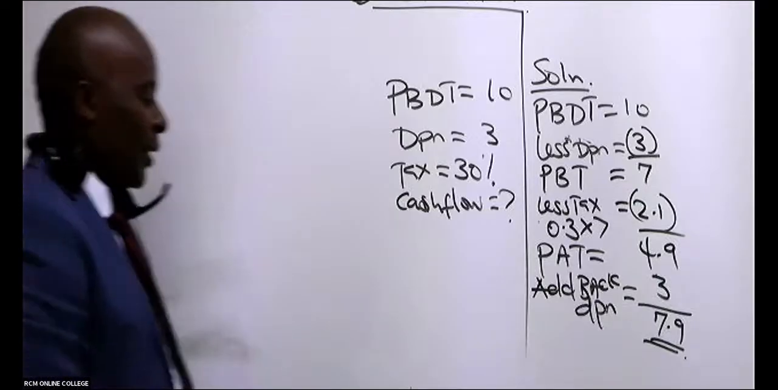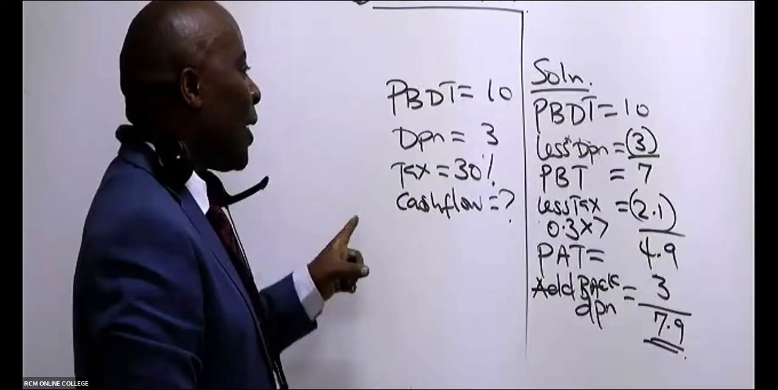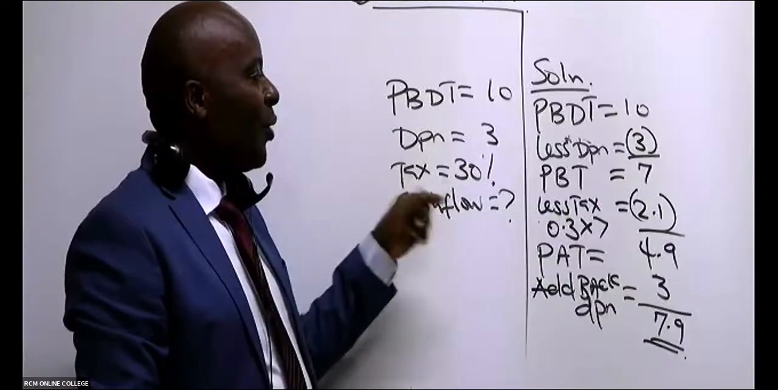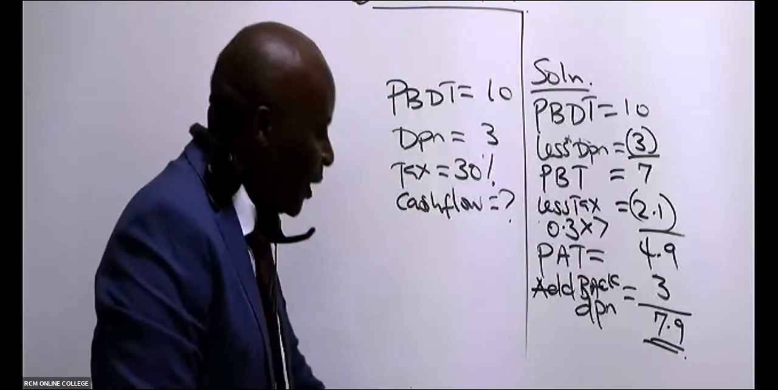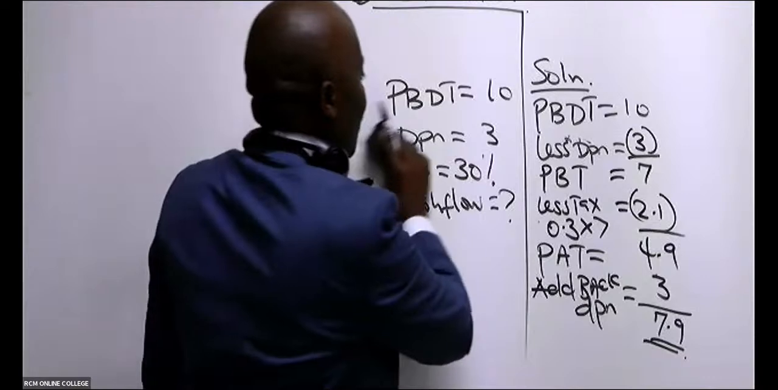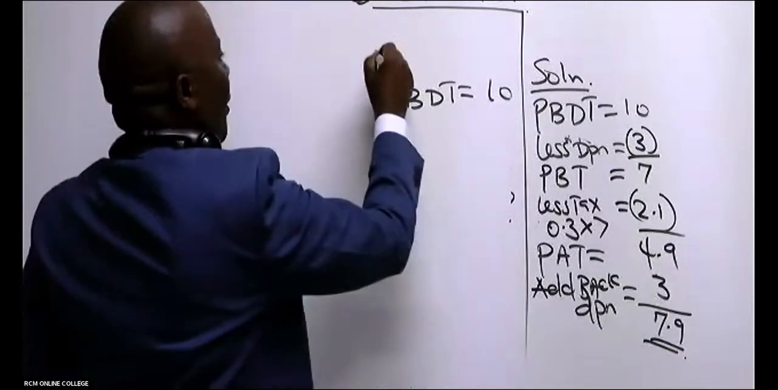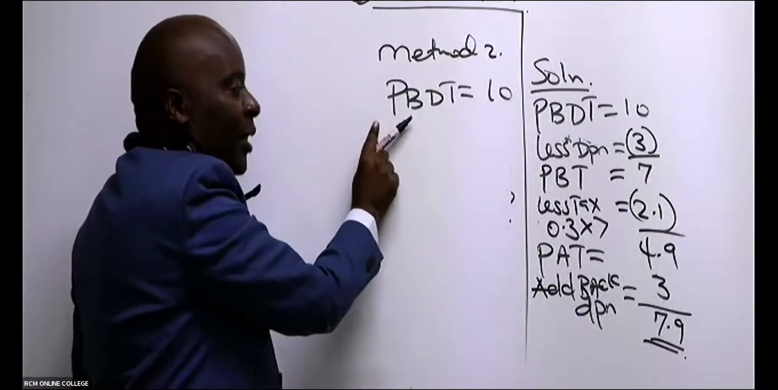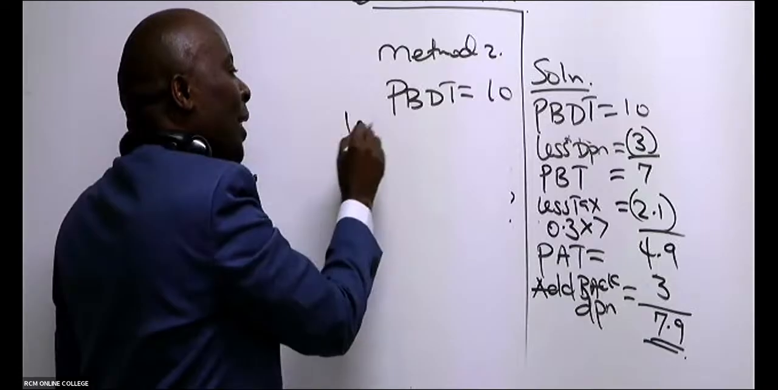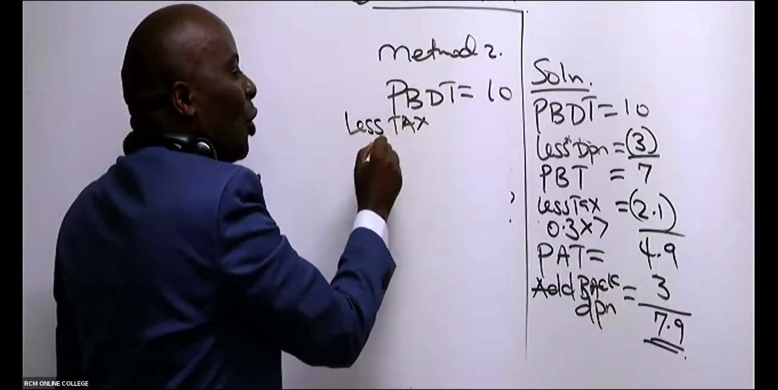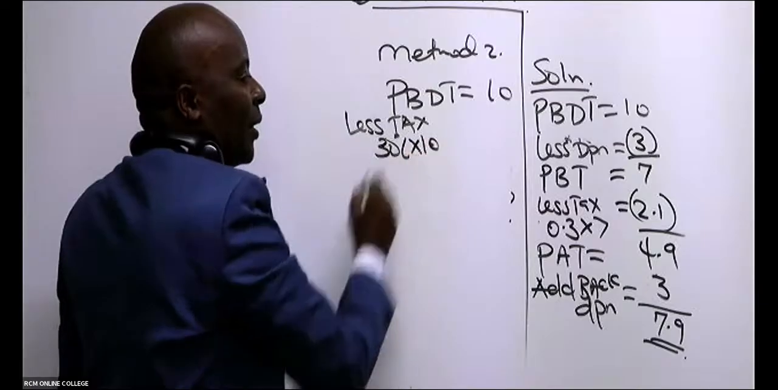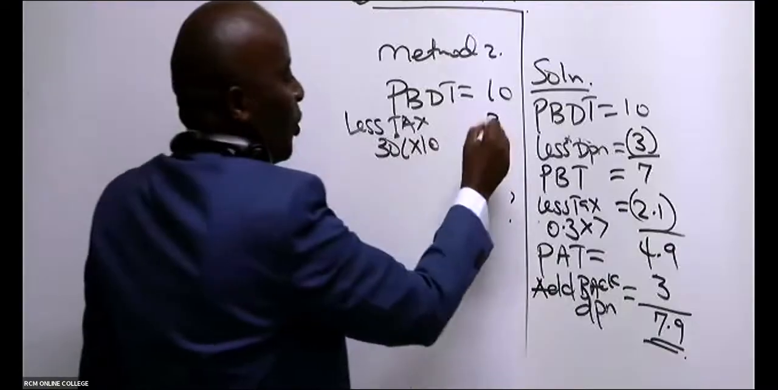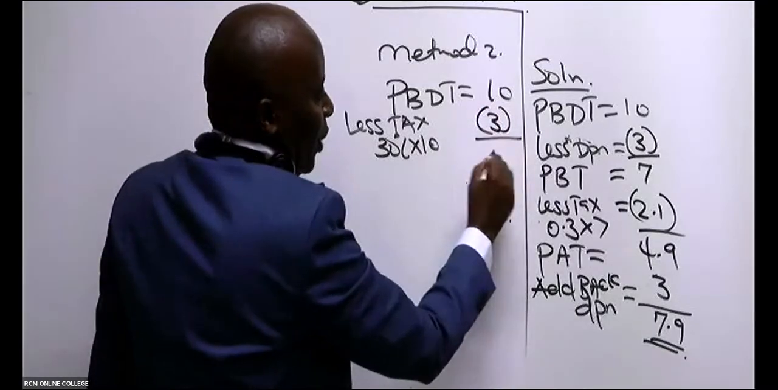Now, ladies and gentlemen, somebody else in this case may tax this number the way it is, method 2. In this case, this profit the way it is, you can say less taxation, which will be 30% of this 10. 30% of 10 gives us 3, isn't it? So they subtract like that, which at the end of the day will give us what here?